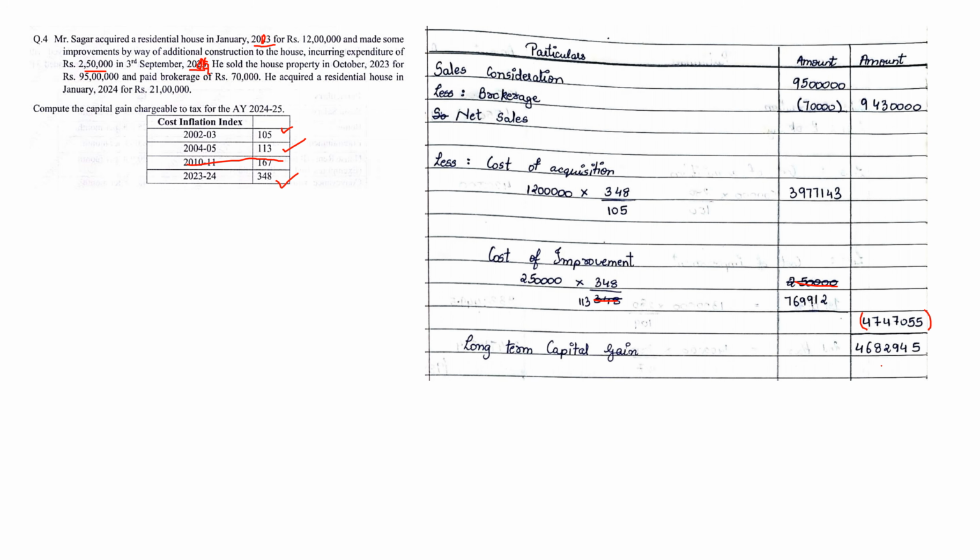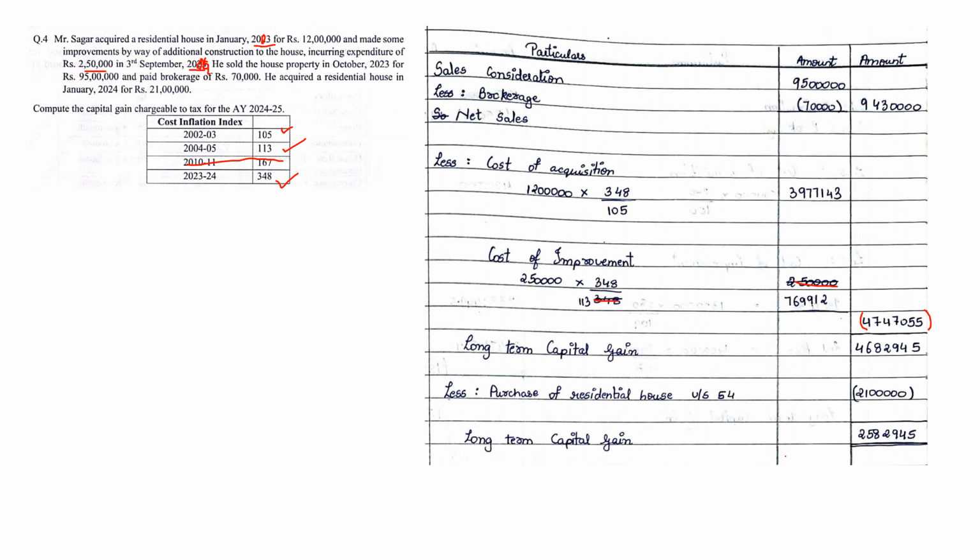We get long-term capital gain as 46,82,945. After that, we need to deduct any new purchases that we have made under Section 54. A new house has been purchased, so purchase of residential house under Section 54, 21 lakhs. You subtract and you get the final value of long-term capital gain as 25,82,945. This is how you all have to solve the sum based on long-term capital gain. I hope you all have understood that. You all can go through it once.